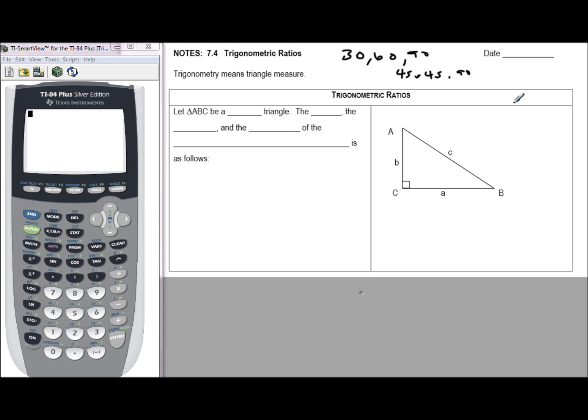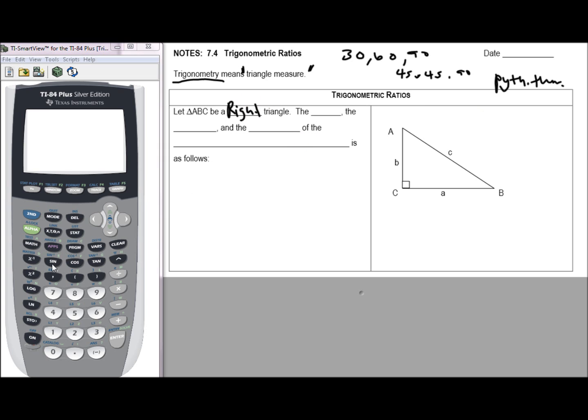And the other way we could use to solve right triangles for missing sides was Pythagorean theorem. But now there's one more way to solve right triangles, and that's called trigonometry. And trigonometry stands for triangle measure. So the way we're going to use it, let's look at triangle ABC here. ABC is a right triangle.